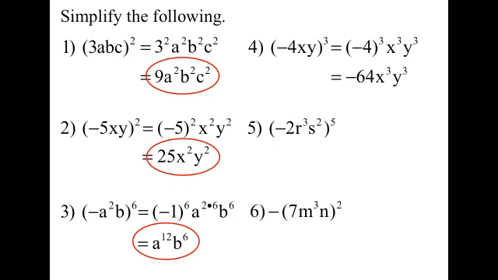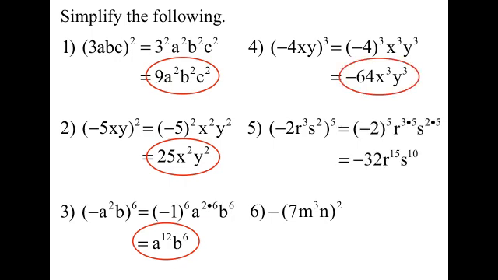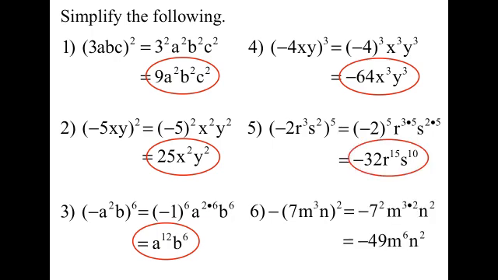Number 5 is negative 32 r to the 15th, s to the 10th. Again, remember, the negative is not part of that exponent's base. So it's negative 49 m to the 6th n squared.